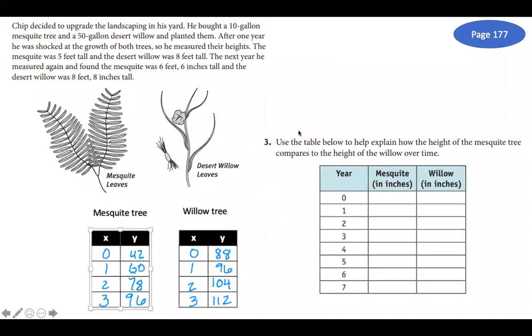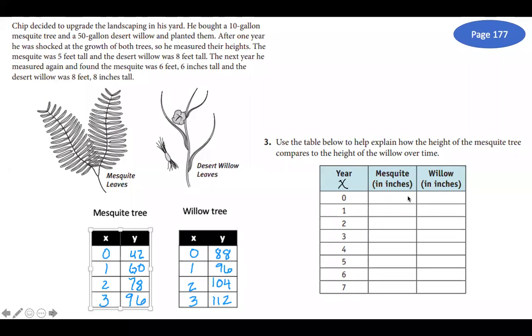Okay, so now they're asking, page 177, use the table below to help explain how the height of the mesquite tree compares to the height of the willow tree over time. So this is something we do for systems of equations, where we put information for two different linear relationships into one table. Because do you see how the x column of the table is the same for both of them? So we're going to use one column for the x. So this is our x, and it is years.